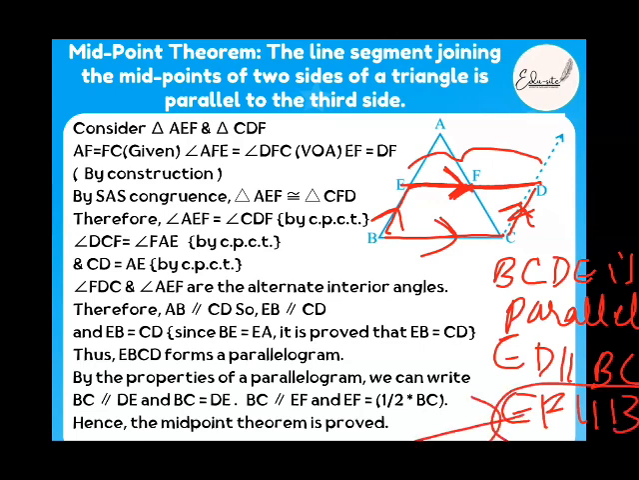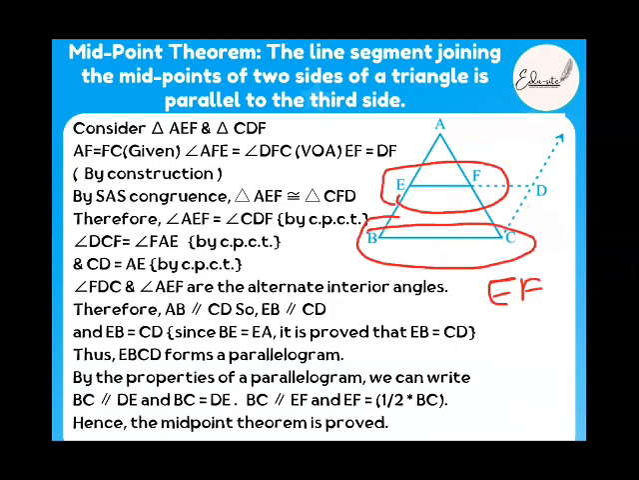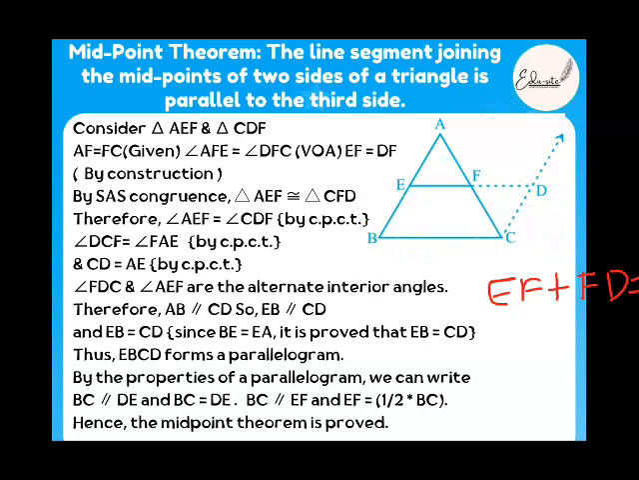EF is parallel to BC. If you have proven this, then what you have to prove is that EF is half of BC. Correct, Laiba? How to prove EF is half of BC? What you have to do is consider this whole line. EF plus FD is equal to ED, and we already know from the parallelogram that ED is equal to BC. ED consists of EF plus FD, right? So EF plus FD is equal to BC.